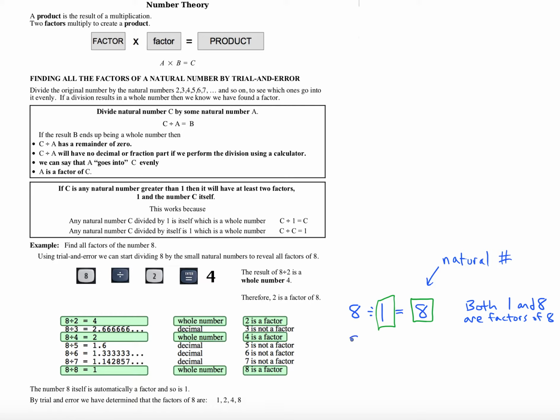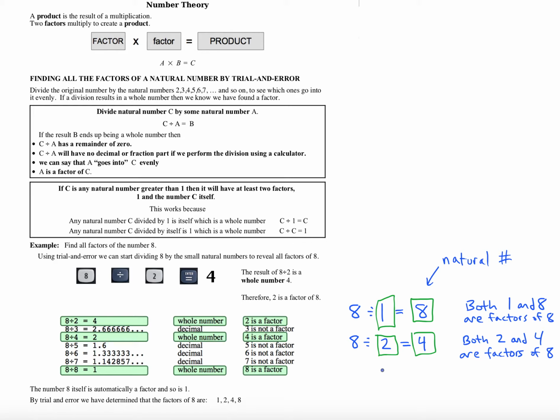Now let's try 8 divided by 2. What do we get there? The calculator will tell you 4. Since 4 is a natural number, this means that both 2 and 4 are factors of 8. It's a great process because you can find two factors at once. Not only is the number that you divided by a factor, but the result that you get is a factor too.